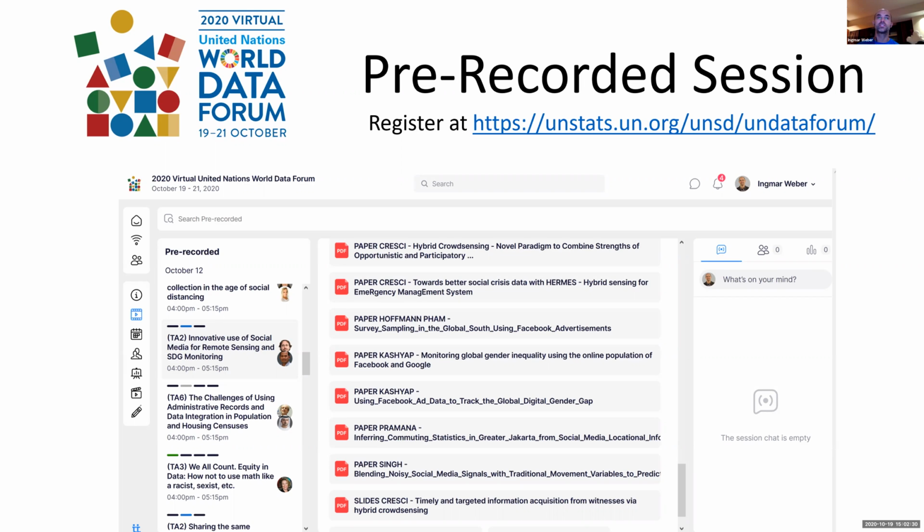The topic of this session, on how to use social media for remote sensing and SDG monitoring, is particularly timely given the current pandemic. Due to COVID-19, many traditional survey-based data collections have been put on hold. However, our idea for the session predates COVID-19 and arose from a number of discussions that Kieran, Emilio, and I have had on the use of social media data for monitoring the Sustainable Development Goals.